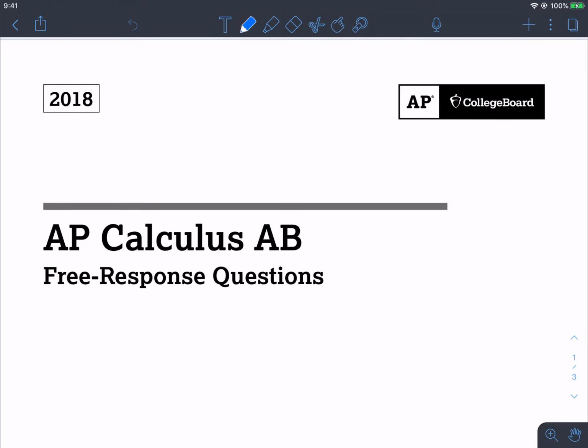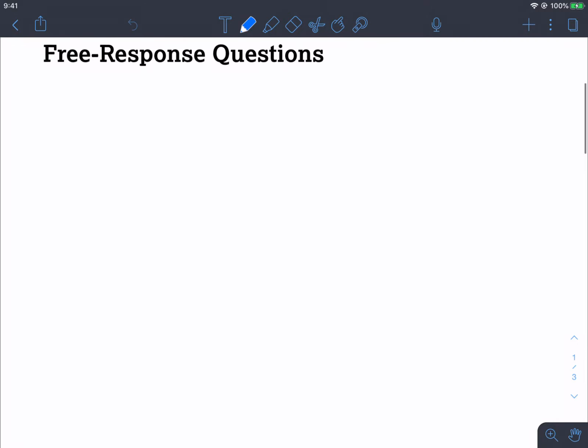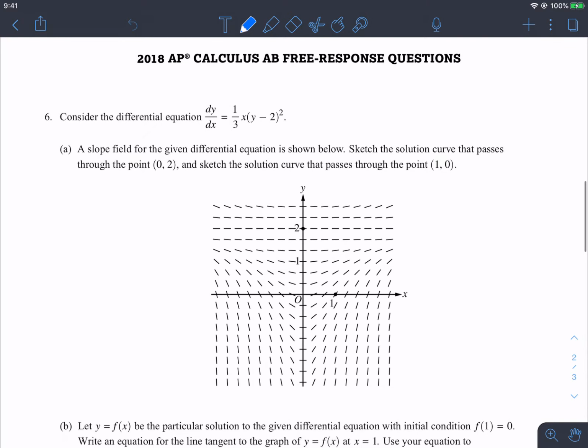Okay, so let's take a look at 2018 number 6. Consider the differential equation dy/dx equals 1/3 x times (y minus 2) squared. A slope field for the given differential equation is shown below. We need to sketch the solution curve that passes through the point (0, 2), and sketch the solution curve that passes through the point (1, 0).